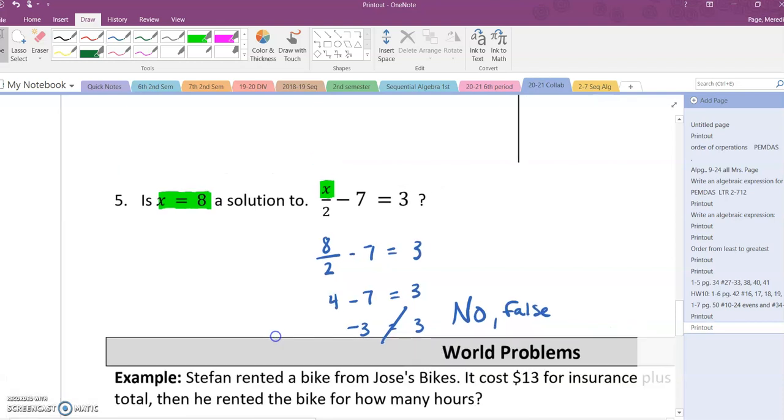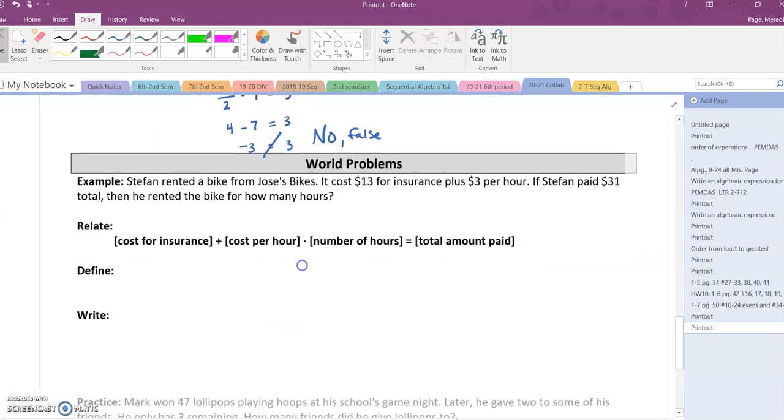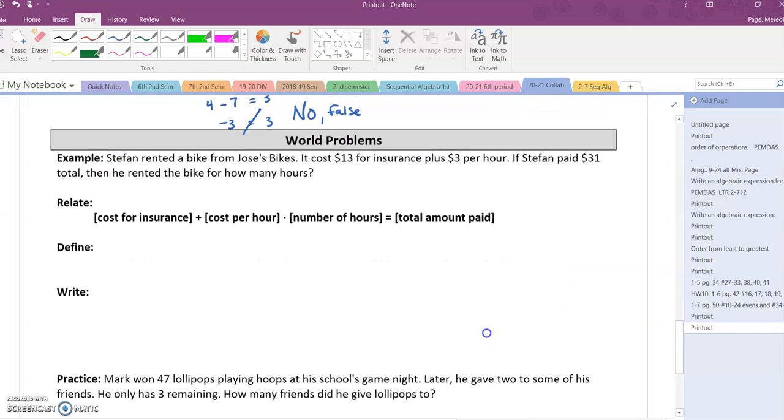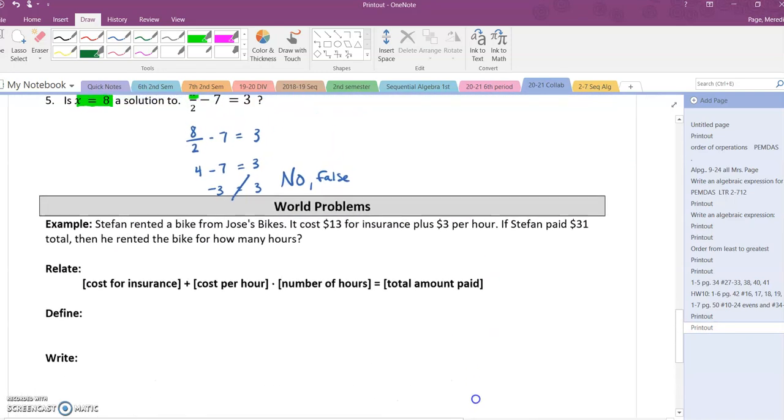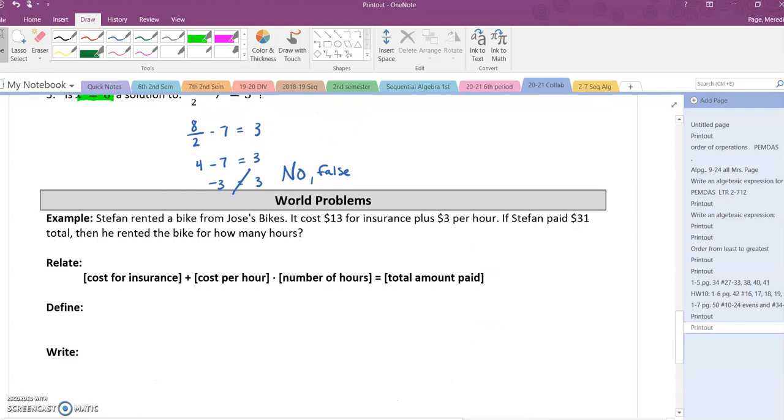Okay, word problems. One word problem. That should be good enough. So, it says an example. Stefan rented a bike from Jose's Bikes. It cost $13 for an insurance, highlight it, plus $3 per hour. That's important, like that. If Stefan paid $31 total, super important, then he rented the bike for how many hours?